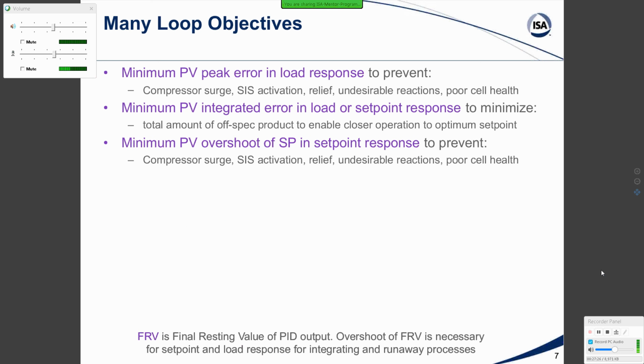Then there's other things, like minimum PV overshoot of the set point in the set point response, to prevent compressor surge, SIS activation, relief, undesirable reactions, and poor cell health. In fact, for bioreactors, it's very extreme. I was very proud that I had reduced the temperature overshoot to like 1 to 2/10 of a degree centigrade, and the biochemist was still unhappy with it. That was too much of an overshoot in temperature.